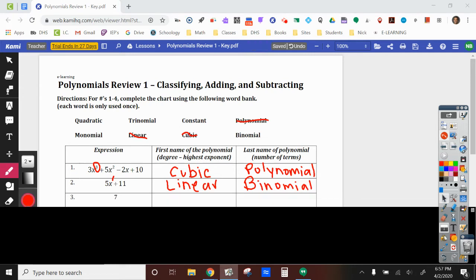Awesome. All right, let's see. Example 3: our polynomial or expression is just the number 7. Let's cross out polynomial. I don't see an exponent. I don't see a variable. If I don't have a variable, that means I don't have an exponent, which means my first name of this polynomial is going to be called a constant, which is just a number, and that makes sense. 7 is just a number. And because it's just one singular term, it is a monomial.